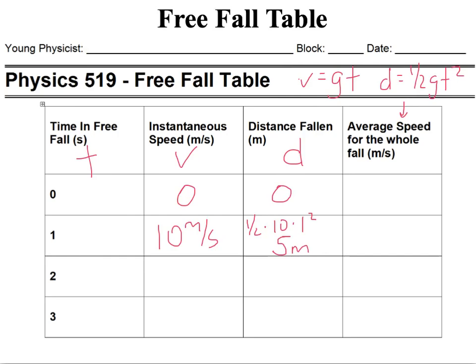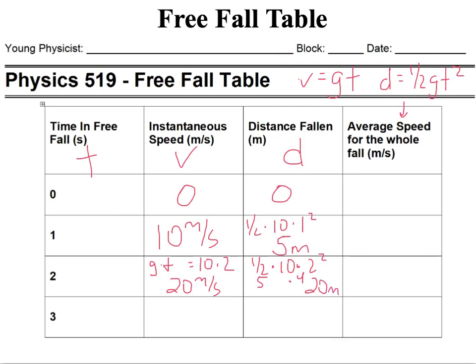Now I'm going to do the next one, and then you'll complete the rest by yourself. So this one is gt, or 10 times 2, which makes it 20 meters per second. The distance fallen is going to be 1/2 times 10 times 2 squared, which is 5 times 4, or 20 meters.